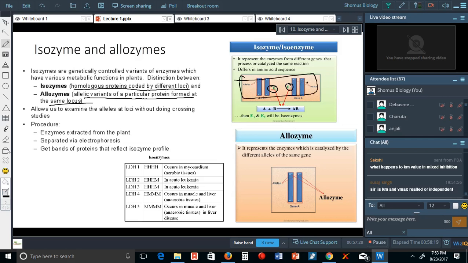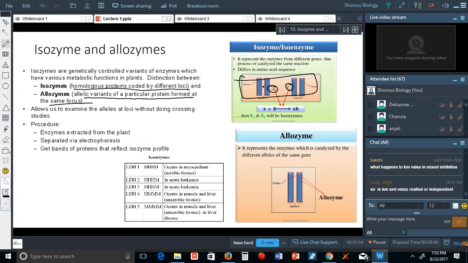So E1 and E2 both producing enzymes like enzyme 1 and enzyme 2, they will be known as isozymes because they are formed from the homologous pair, gene A and gene B, that's a pair, one from father, one from the mother. So they are producing themselves from the homologous pair. That is why we call them isozymes, although they are coded from different loci, they are coded by the same homologous gene.